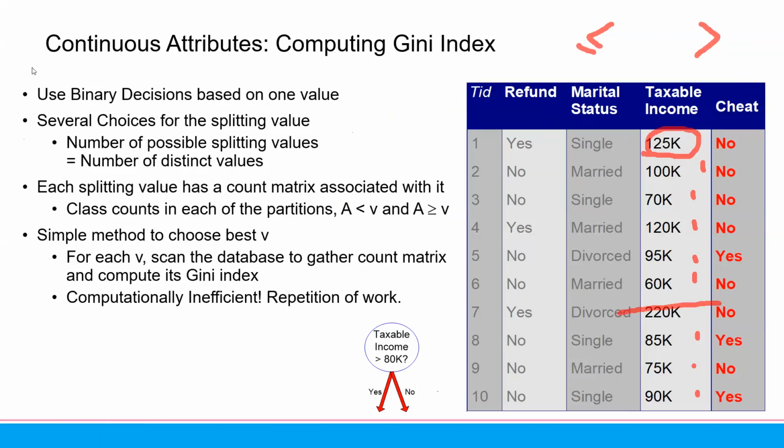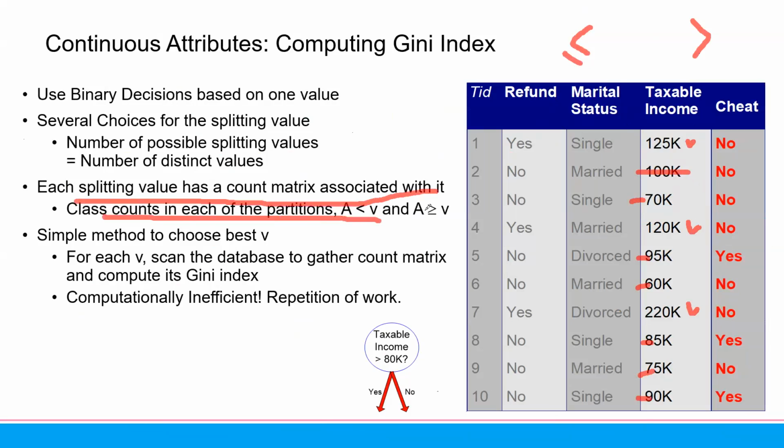And then after that, we will go to the next iteration. We will use 100K as the splitting value. Is there any number less than 100K? We have 1, 2, 3, 4, 5. Is there any number higher than 100K? Yes, we have 1, 2, 3. Oh, sorry, this one is below 100. So we will do every number and do the repetition. Each splitting value has a count matrix associated with it, the class count in each of the partitions, less than or equal, or higher. With this idea, we select every number like this. It is simple.